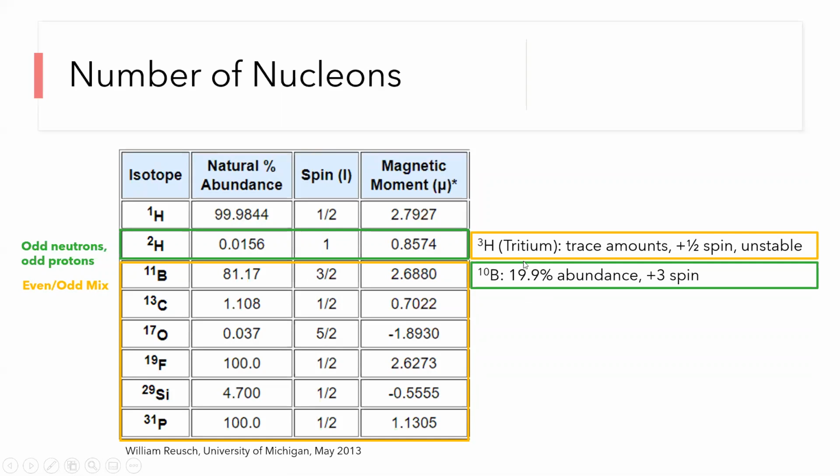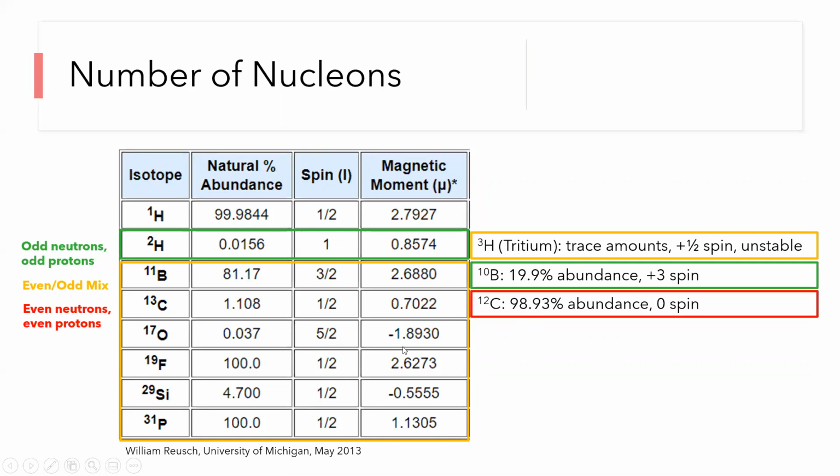So 1/2, 3/2, 5/2. And then finally, I've added a good example of one that has an even number of both. When you have an even number of both protons and neutrons, you'll have 0 spin, which is very unfortunate for us trying to do NMR, because carbon-12 in this example is 98.93% abundant in nature, but it's not useful for NMR. It has 0 spin. And I'll talk more about why it's not useful momentarily. But the isotope we can use is carbon-13, but it's only 1.1% abundant in nature, which is pretty unfortunate. But that's one weakness of NMR.